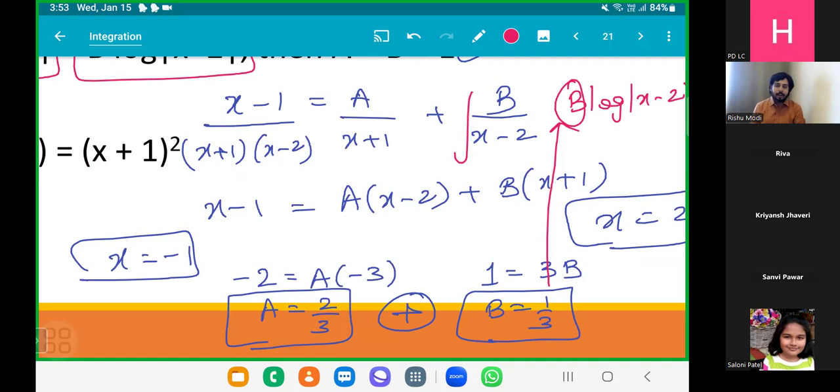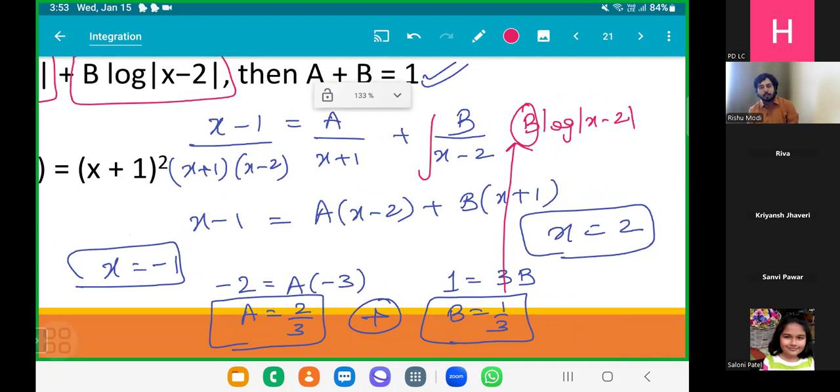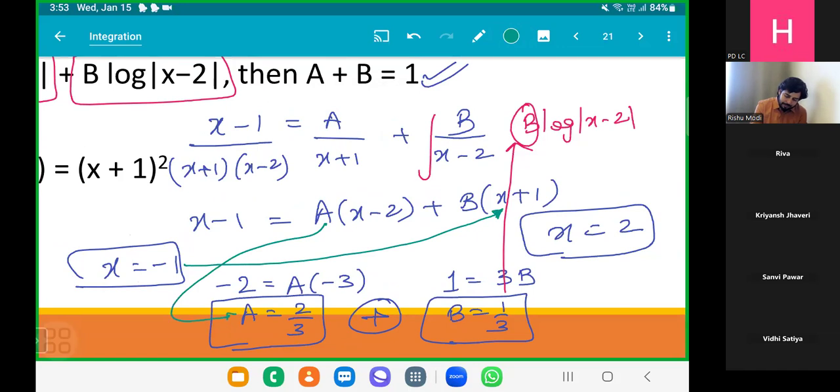Yes. Okay. Now to get the value of A, will I substitute x as -1, so that the B bracket becomes 0? Yes, x minus 2. I will substitute x is equal to -1, so that this bracket becomes 0 and I get A's value. Right? Then I substitute x is equal to 2 so that the part of A becomes 0 and we get B's value. Yes. Okay, is it clear till here?